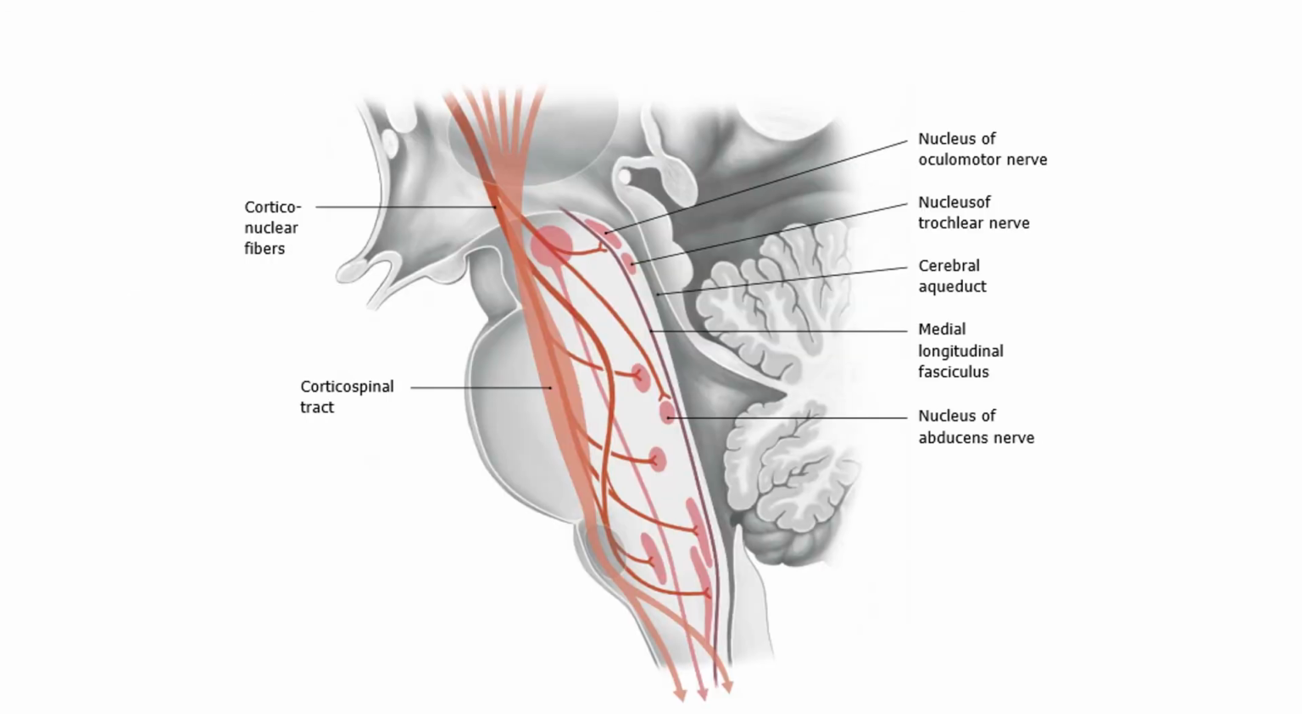This is a nice picture. I think it kind of integrates the nuclei that we were just looking at. On the top right, ocular motor, trochlear, you can see that cerebral aqueduct, the MLF, nucleus of abducens. And if you look to the left, there's that big corticospinal tract. Looking back at our tracts coming from the cortex to the spine, this is that major motor tract. We can see those corticonuclear fibers and how that all kind of interconnects there.